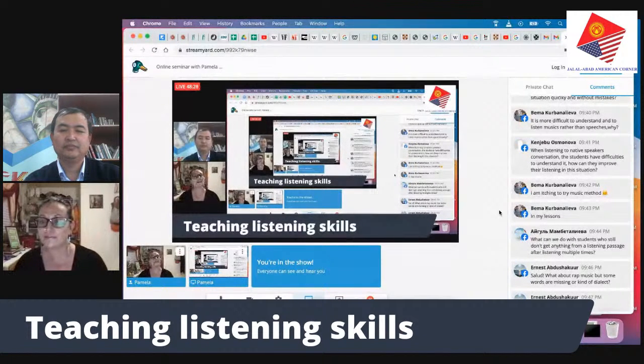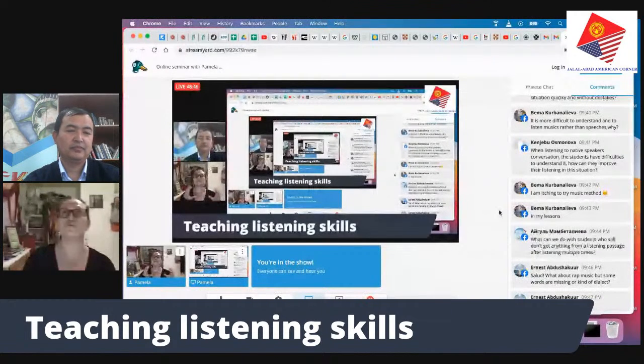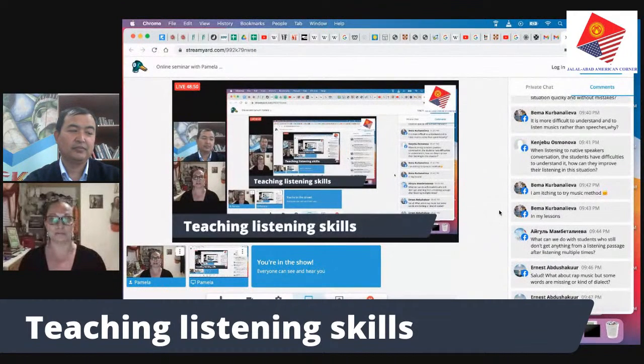If they don't get anything after listening, then it's the wrong level. So the question: what can we do with students who still don't get anything from a listening passage after listening multiple times? Then you need to get something that's a little more at their level. Remember that we will understand something if we know 90% of the words being used. We have to know 90%. If we know 80%, we're not going to have enough information. And in a class situation, you don't want them to come in knowing 100%, because what are you teaching them? You want to have a little bit of something new. But if you've played it already twice and you've asked specific questions, you've pre-taught words, and they still can't get it, then it's too high a level. Those students need something at a lower level.